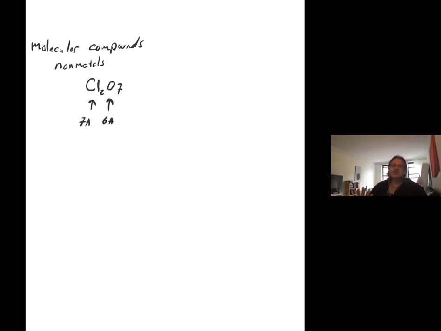No charges. These are not ionic compounds. They are not made up of ions. So ionic compounds are made up of ions. Molecular compounds are not, and they involve nonmetals. Here's another example. N2O4, right? This is in group 5A, this is in group 6A. 2 nonmetals. Those are called molecular compounds, not involving ions.